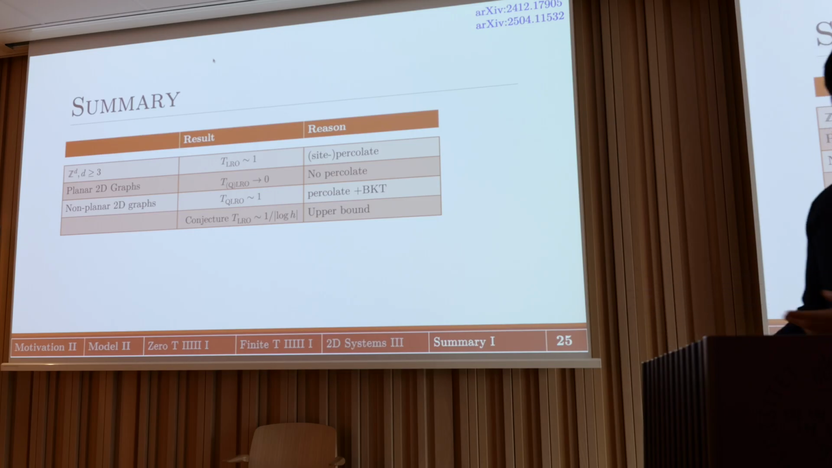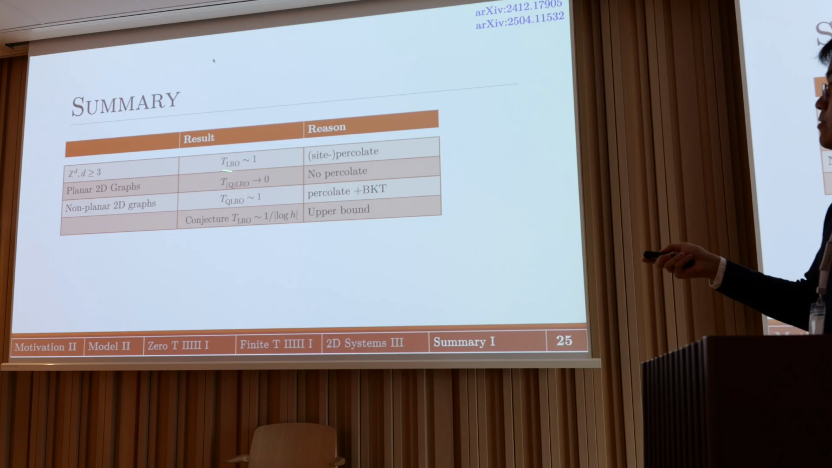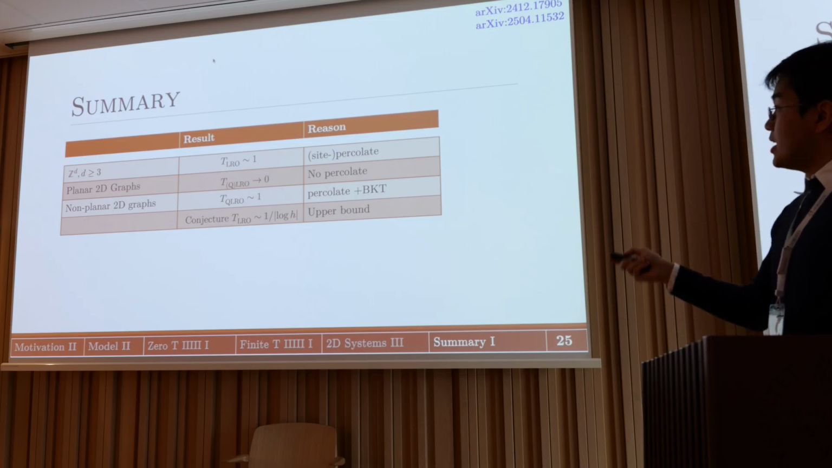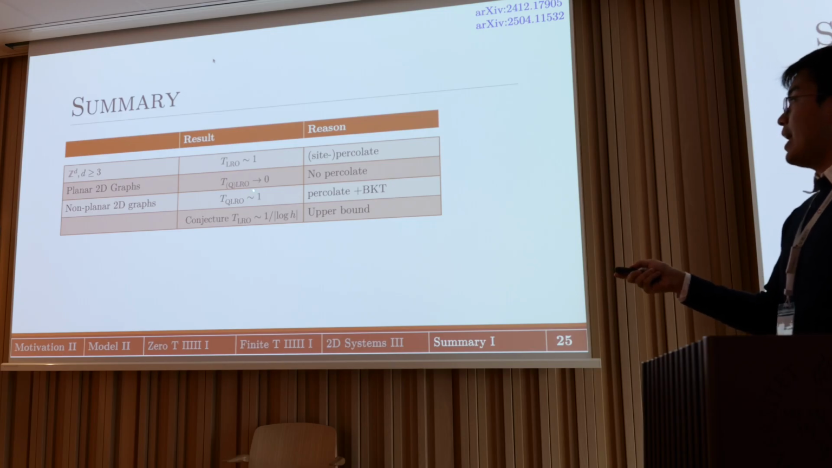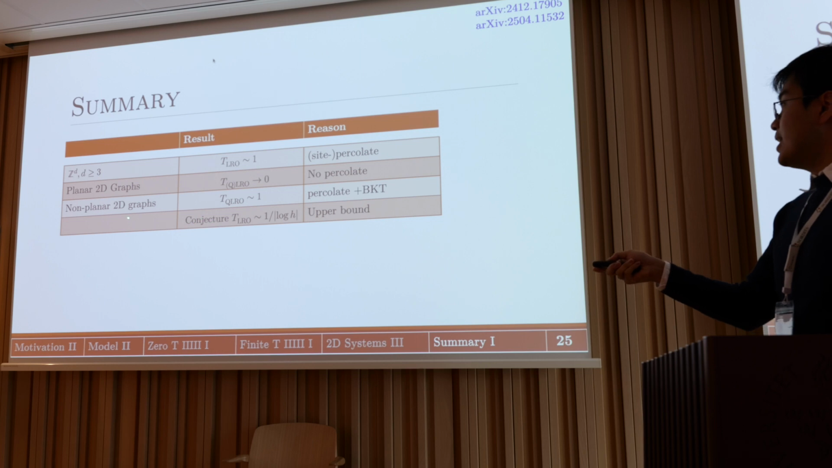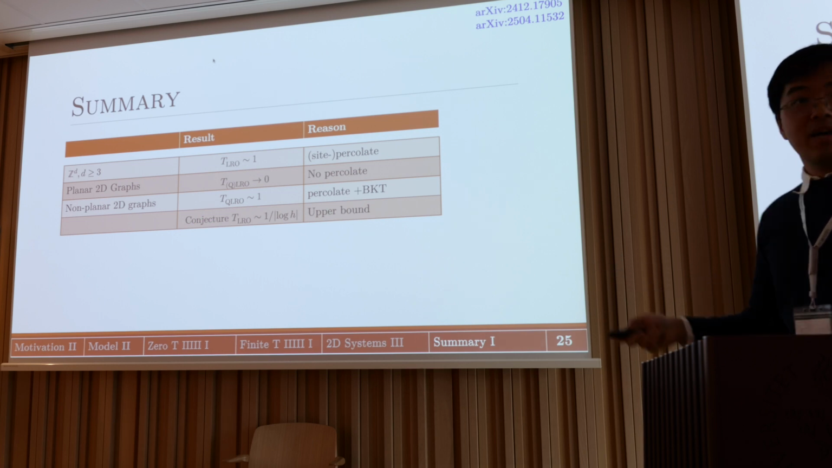Okay, so just a summary of my results. In 3 dimensions and above, I prove that the long-range order occurs on the scale of 1 because of site percolation. On planar 2D graphs, this is probably not true anymore because there is no percolation. And on non-planar 2D graphs, I have quasi-long-range order on the scale of 1 because of percolation, BKT. And then finally, this is a conjecture, not a proof anymore: I conjecture that long-range order occurs on the 1 over log h scale because of the upper bound.